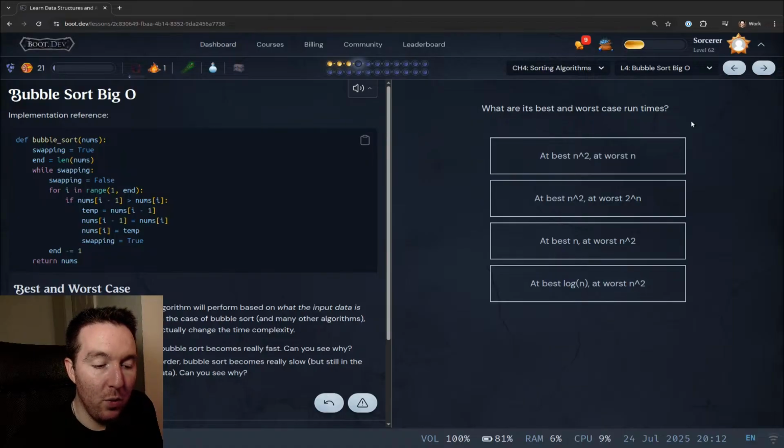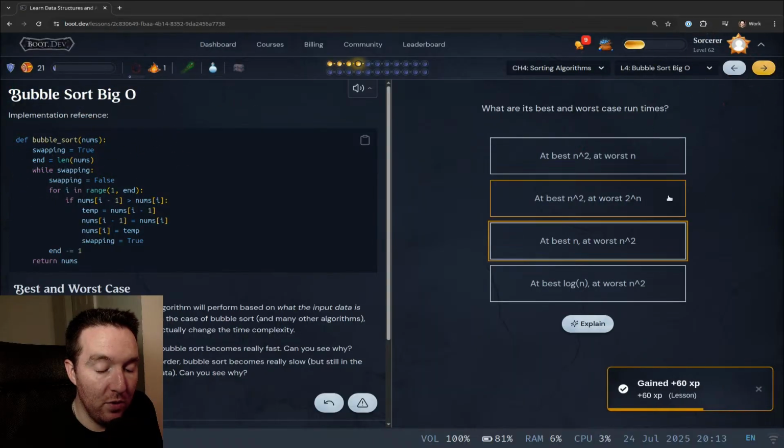Okay, same again. So what are its best and worst case run times? So at best, n, and at worst n squared, because if everything is already sorted, it doesn't actually need to do anything, it just needs to run through once.